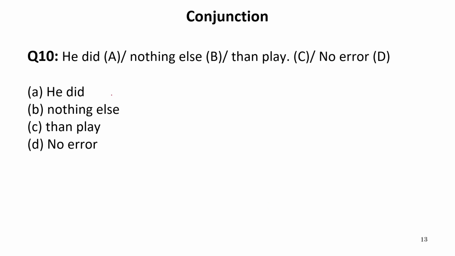He did nothing else than play. So this else is always paired with but. So this is very simple, then should be replaced with but. So the error is in part C. So our answer is C. This is very, very simple. Now let us move to the next one.